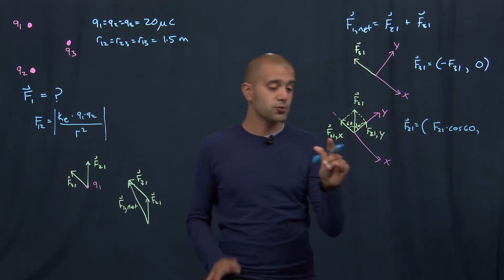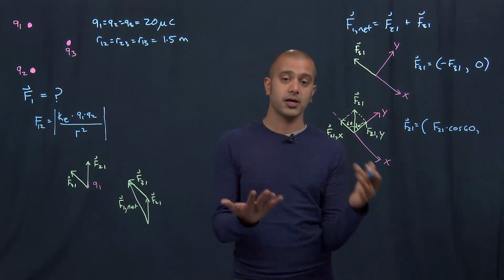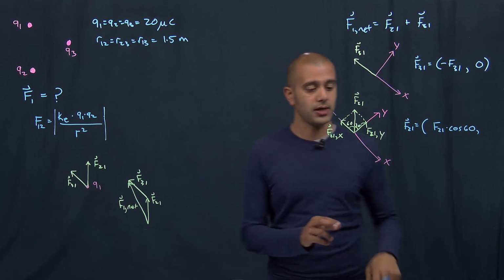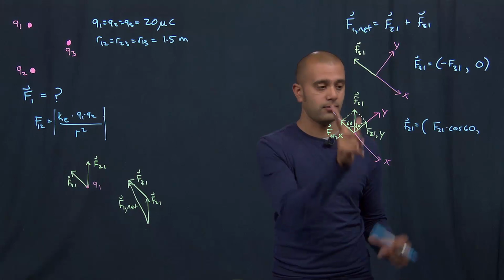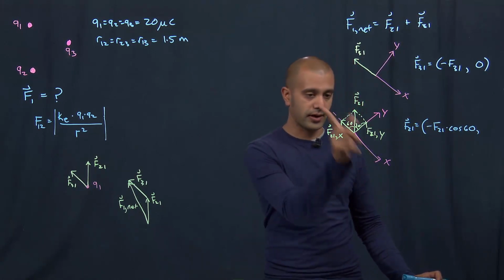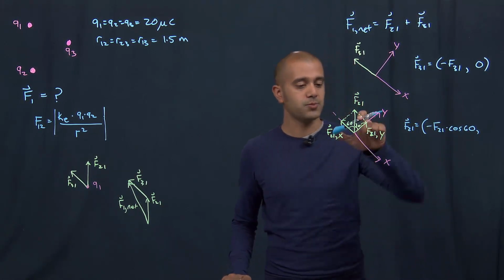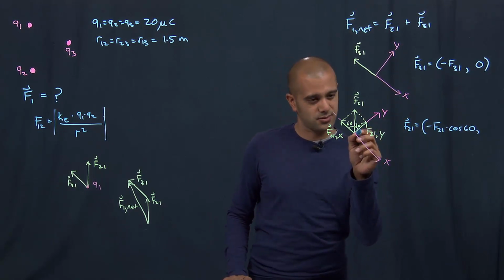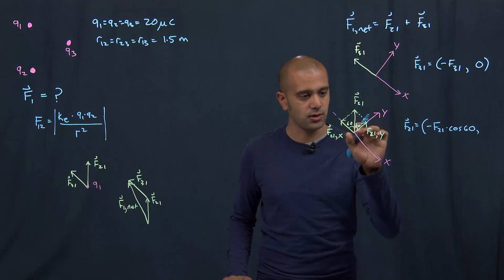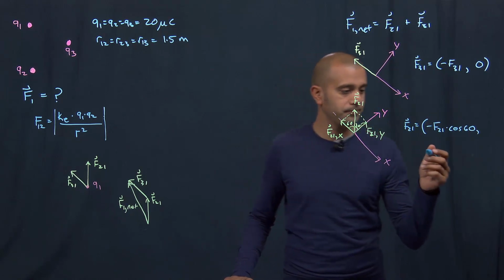Whenever you use trig to find components, you have to put the signs in by hand. In this case, we know that it's pointing in the negative x direction. So you're going to get a positive number for this, and you have to put the negative in by hand because it's pointing in the negative x direction. And then for the y component, it's pointing in the positive y direction, and its length is given by F21 times the cosine of 30.